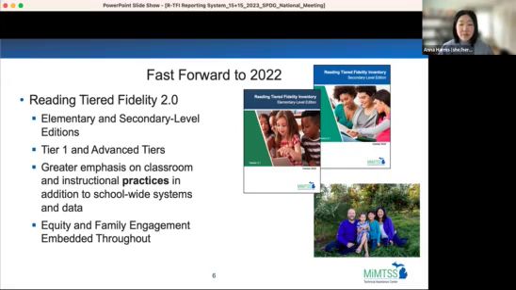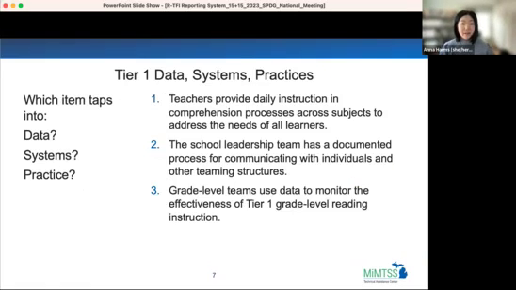And so our long-term goal is to validate this tool and have some predictive validity to student outcomes. And we thought it was really essential to include more practice-oriented items in the assessment in order to do that. But you'll still see systems in there and data. And then another big change we made was to apply some of our learning about better family engagement practices and equity. And so you see that embedded throughout items in the RTFI in their current versions.